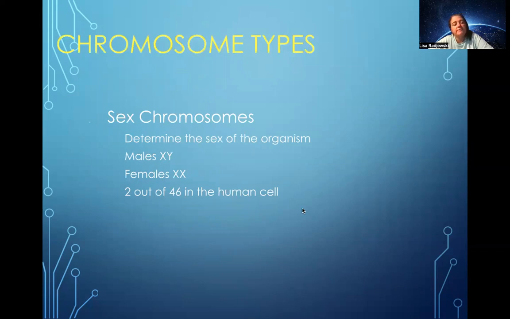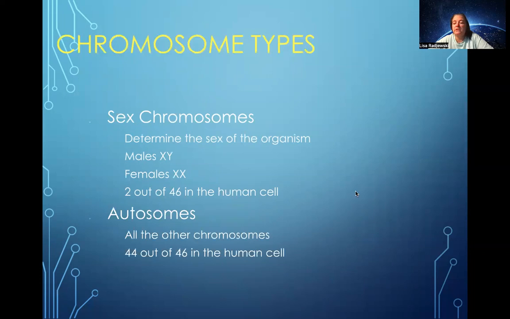Out of the 46 chromosomes total, 2 of them are the sex chromosomes in human body cells. The other type of chromosomes are the autosomes. They do not determine the sex of the organism. They determine all the other kinds of traits that you might have. So if 2 of them are sex chromosomes, all of the rest of them are autosomes. So 44 out of 46 are the autosomes.